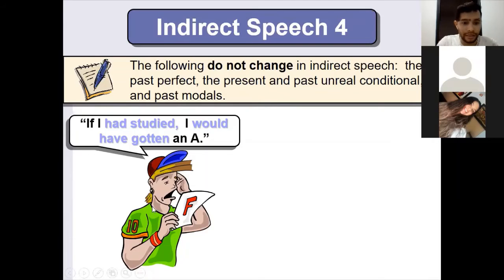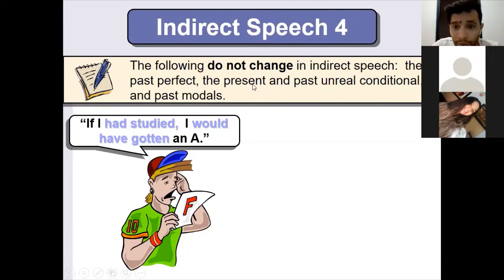So take a look at this man right here, right? And he says the following: if I had studied, I would have gotten an A. What kind of sentence is this one? Take a look. We have here if. If this what? It's like a conditional. There's a conditional, right? And what type? Type 3. Great. This is type 3.